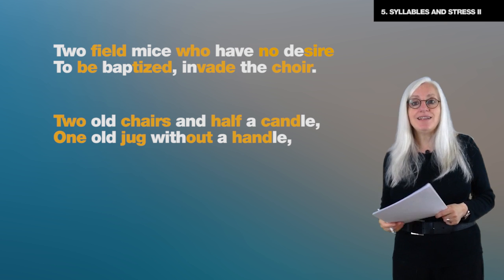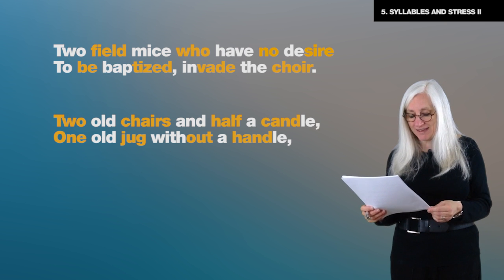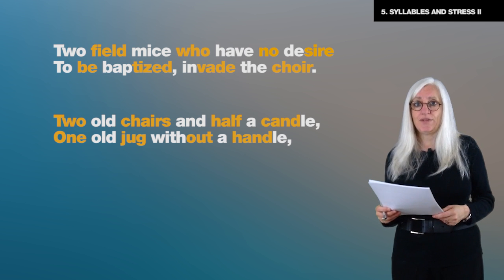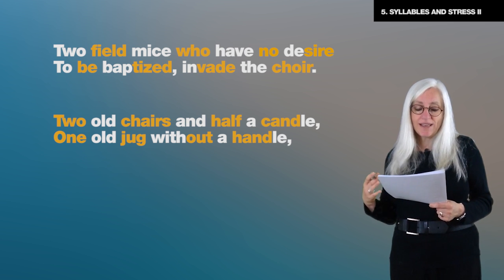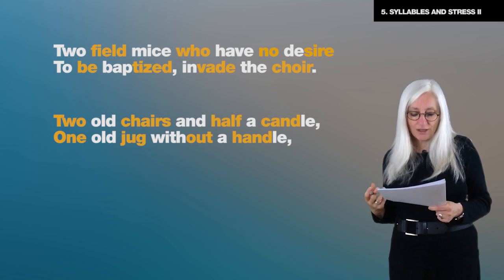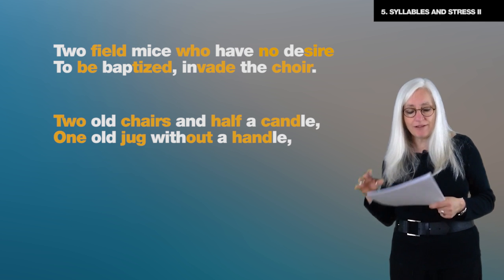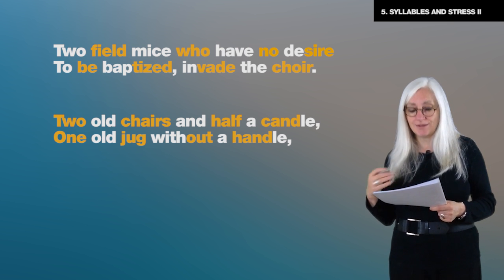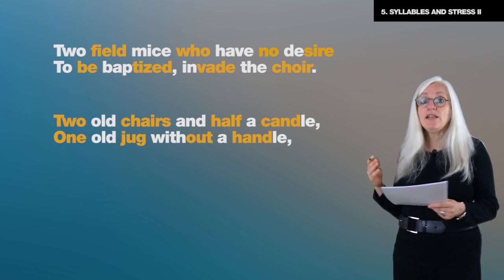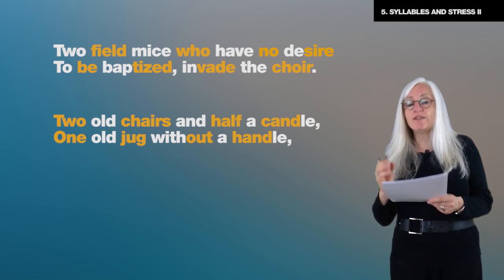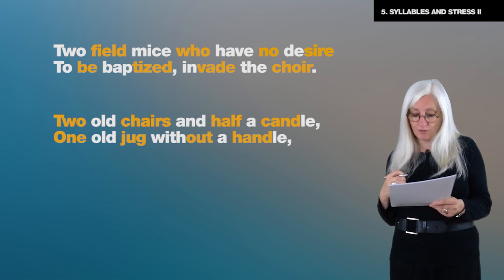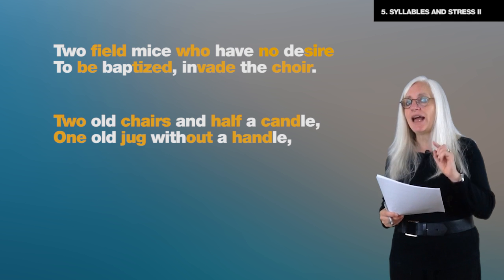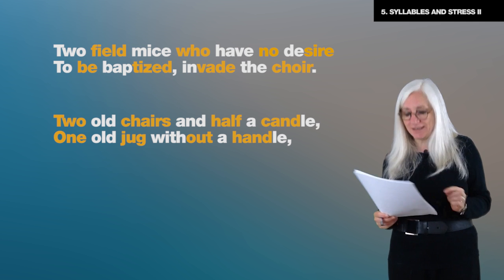It's an entirely different metrical effect, isn't it? The poem is primarily trochaic. So we've got 2 old chairs and half a candle, 1 old jug without a handle. Very different from the 2 field mice who have no desire to be baptised. On the page, those 2 sentences, those 2 phrases looked almost identical. But once you've put them in a context and read them aloud, and that is fundamental.